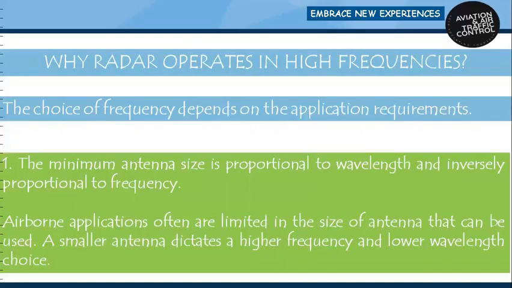Choice of frequency depends upon the requirement of radar application. The minimum antenna size is proportional to the wavelength and inversely proportional to frequency. Airborne applications often are limited in size of antenna that can be used. So, a smaller antenna dictates a higher frequency and lower wavelength choice.